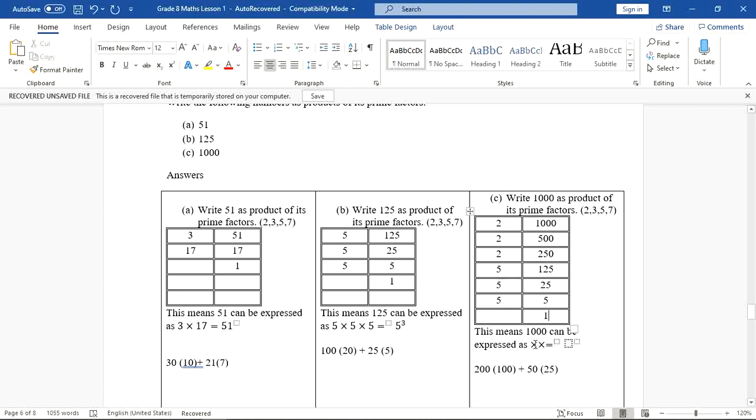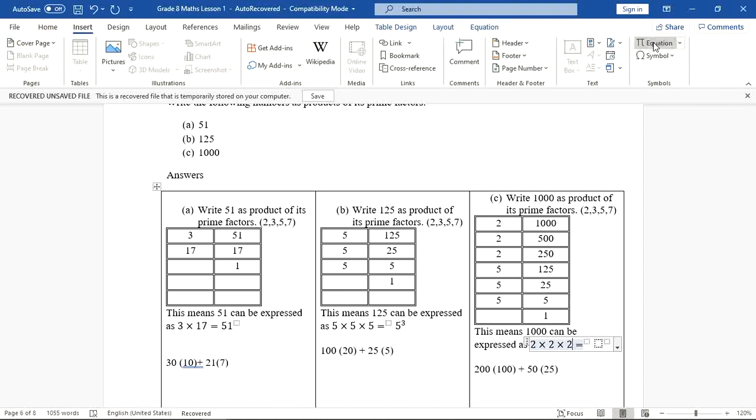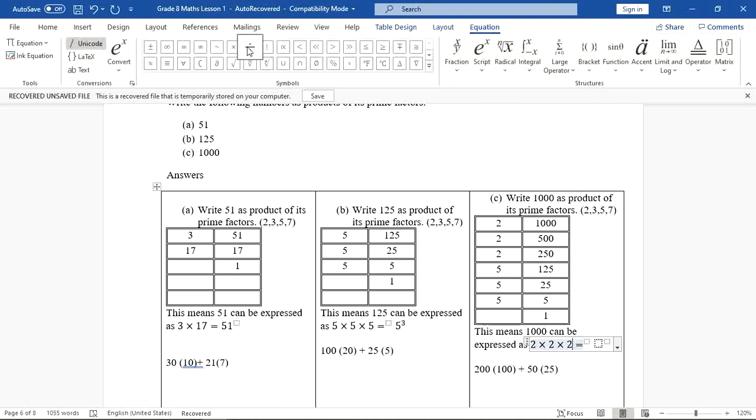So we can say that 1000 can be written as 2 times 2 times 2. So then we need to insert 1 and 2. Then times 5 times another 5. I think we need one more 5, so times another 5.